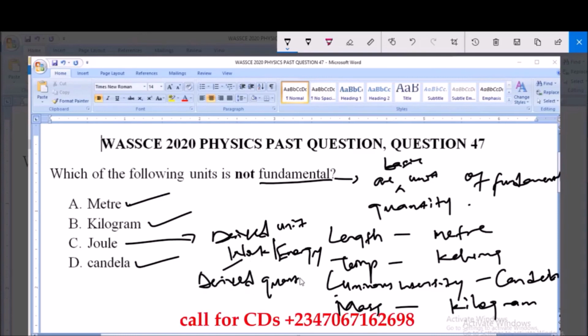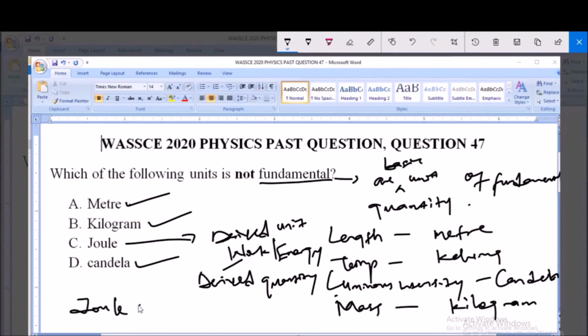Now, joule can also be expressed as kilogram meter squared per second squared. This is the representation of joule, and this is to tell you that joule is derived from the kilogram, a fundamental unit of mass, and the second, which is a fundamental unit. So therefore joule is the answer to this question, because joule is a derived unit. It is not a fundamental unit.